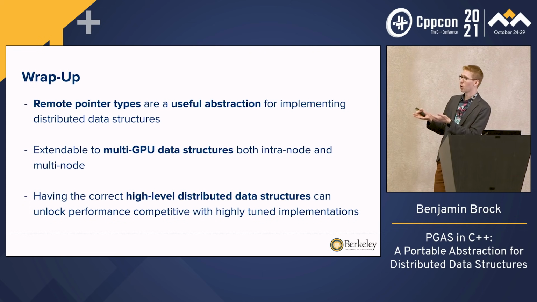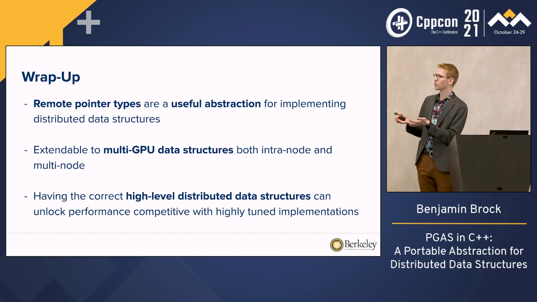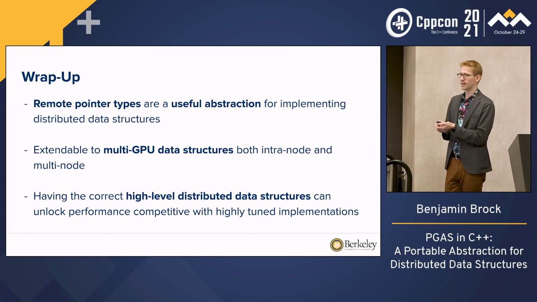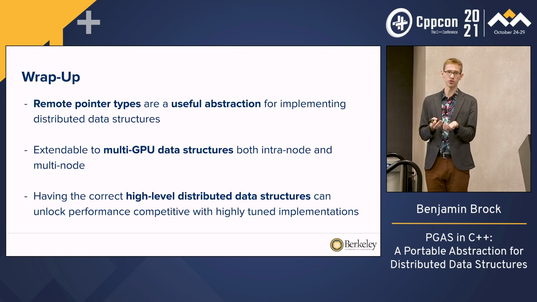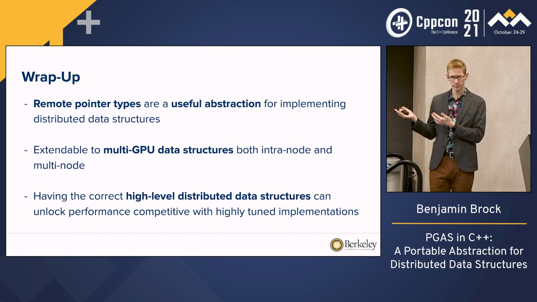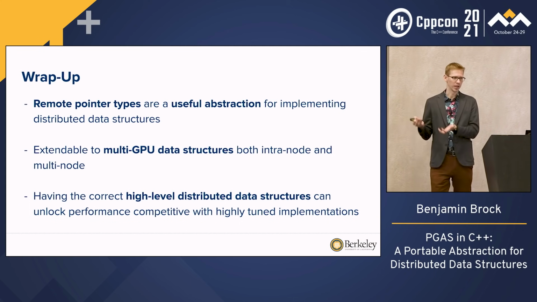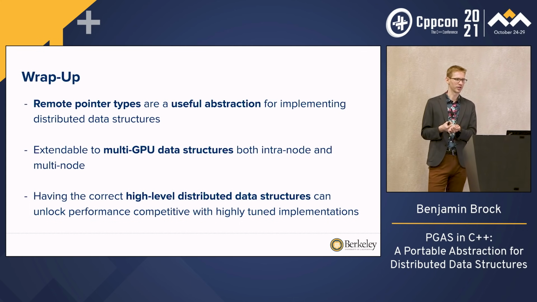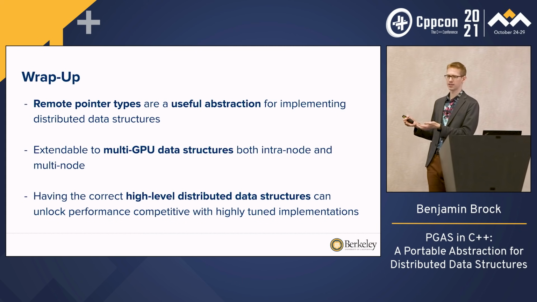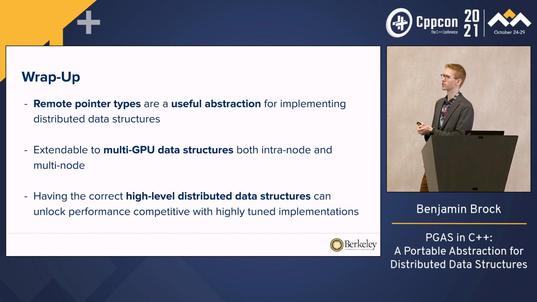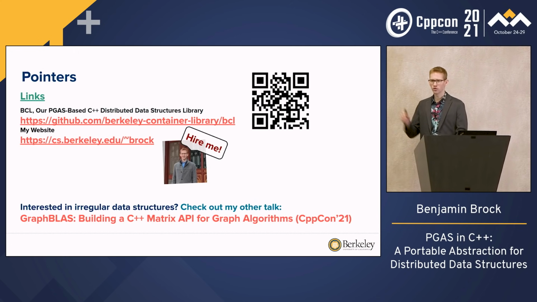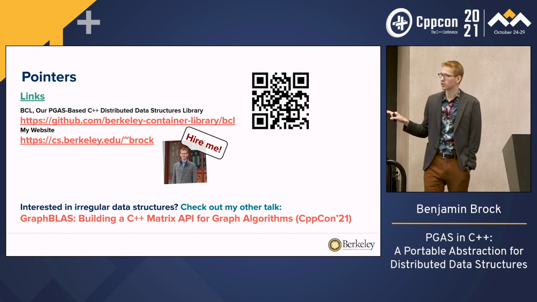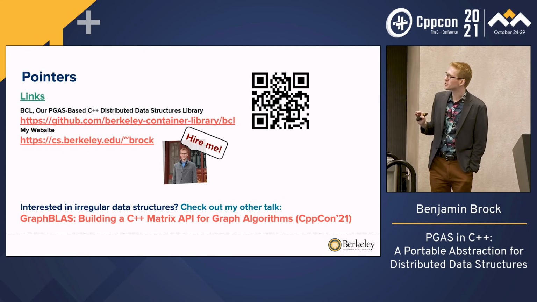Remote pointer types, hopefully we've learned, are a useful abstraction for implementing distributed data structures. We can implement a variety of different data structures. They are extendable to multi-GPU data structures. And we're able to get good performance by having the correct, highly tuned distributed data structures to unlock performance that is competitive with highly tuned implementations.